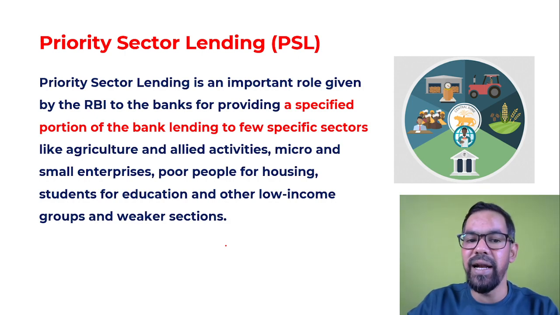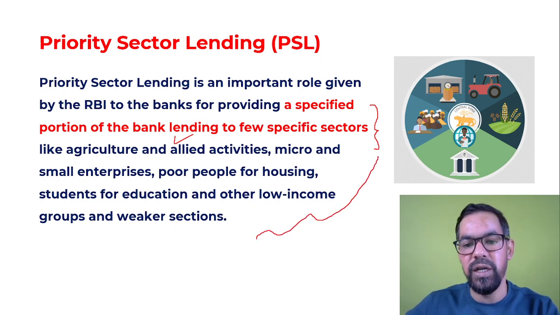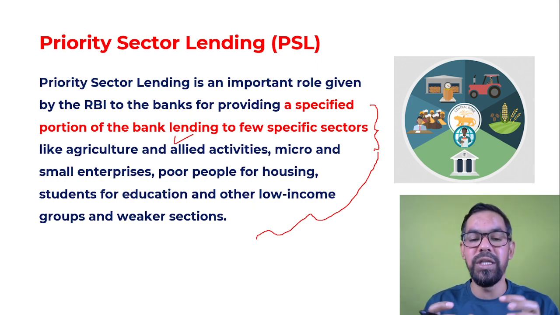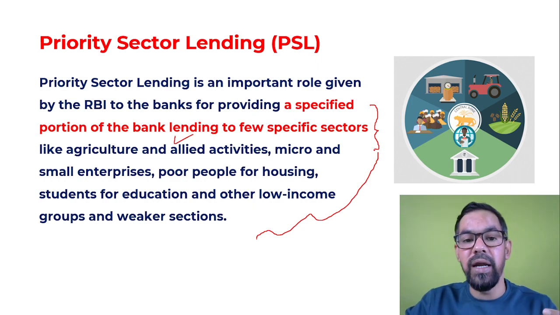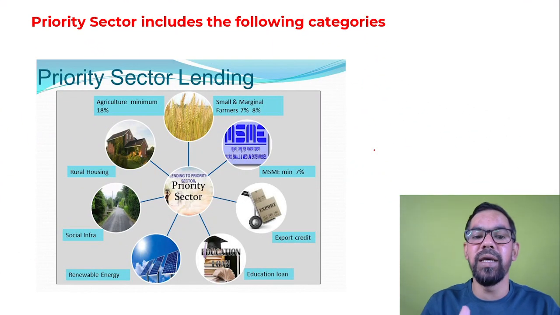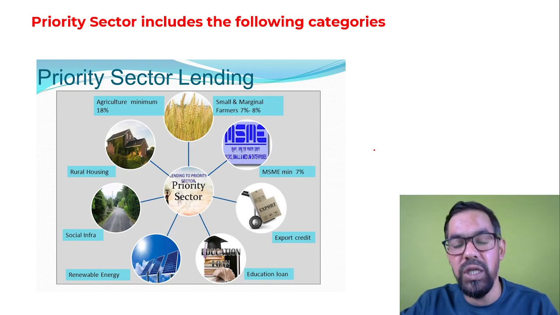Okay, so priority sector lending is an important role given by RBI to banks, for providing a specified portion of bank lending to specific sectors, those eight sectors. These are the eight sectors generally covered under PSL norms. These are the most important sectors of the Indian economy. If they have timely and adequate credit, they will also grow. So if you want good numbers in growth as well as in development, you have to work toward these particular sectors.